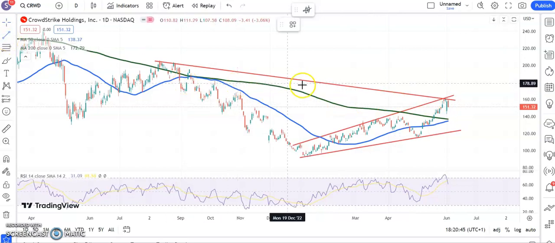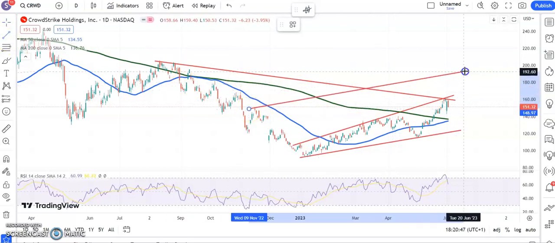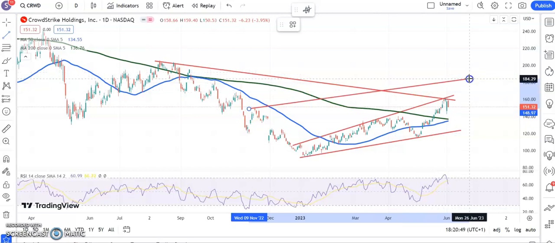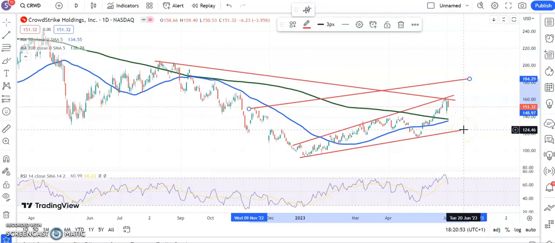A new leg to the upside might take the form of a move to the top of that rising trend channel from back in November, parallel with this line here, $124. That's heading for around the $184 mark. So breaking 160 could target as high as 184. That would take us back to where we were in September.